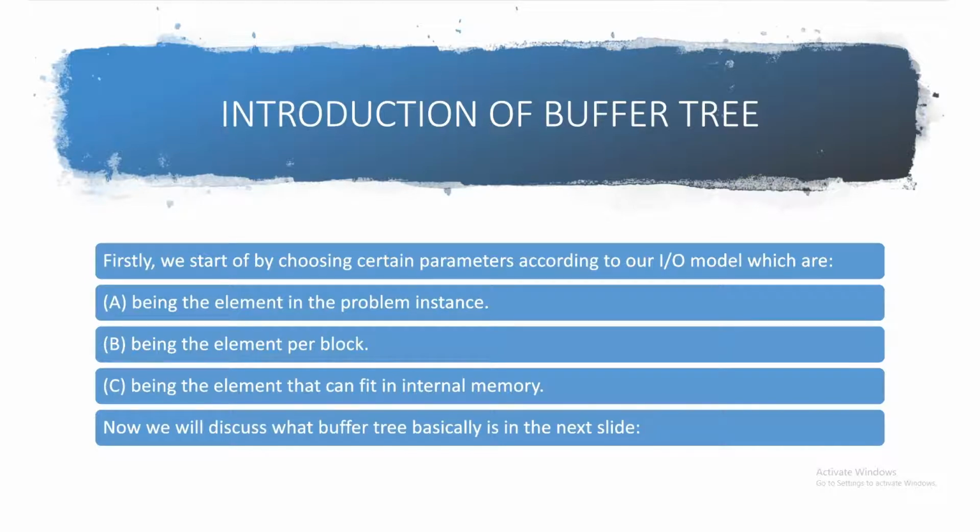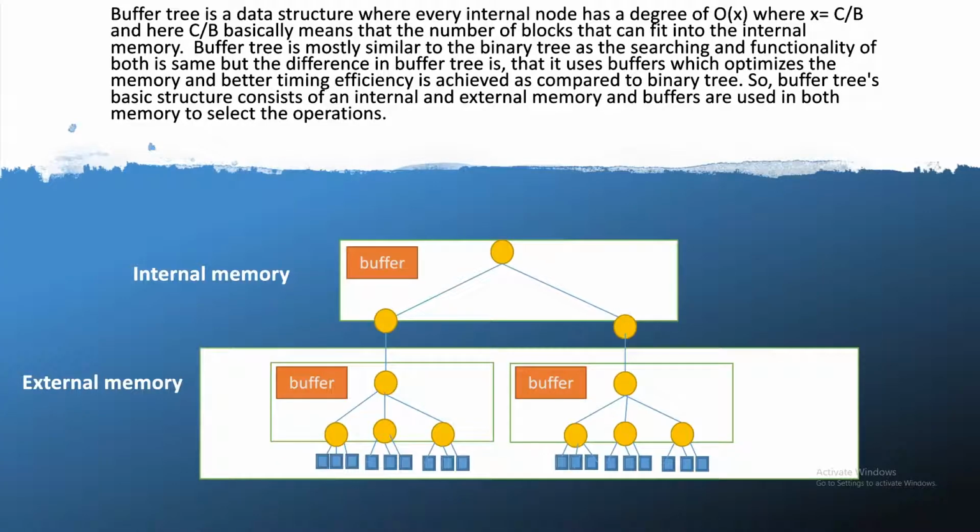Now moving forward, we'll discuss what buffer tree basically is. So buffer tree is a data structure where every internal node has a degree of O of x, where x equals to C upon B. And here C upon B means the number of blocks that can fit into the internal memory.